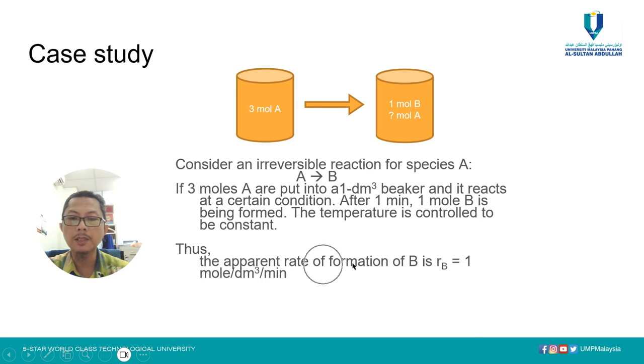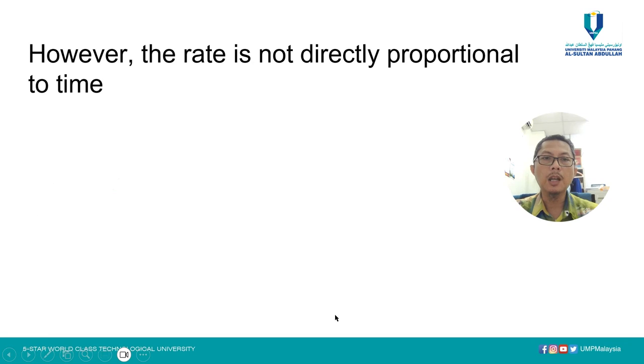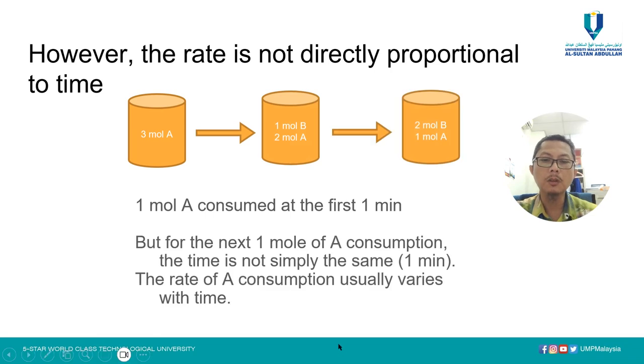So the rate can be written as 1 mole per liter per minute, and for A it will be negative RA equals 1 mole per liter per minute. Negative RA, negative because it is consumption. However, the rate is not directly proportional to time. After 1 minute, the second minute will no longer be one mole of consumption. It will be slower, so the second minute will have fewer moles consumed.